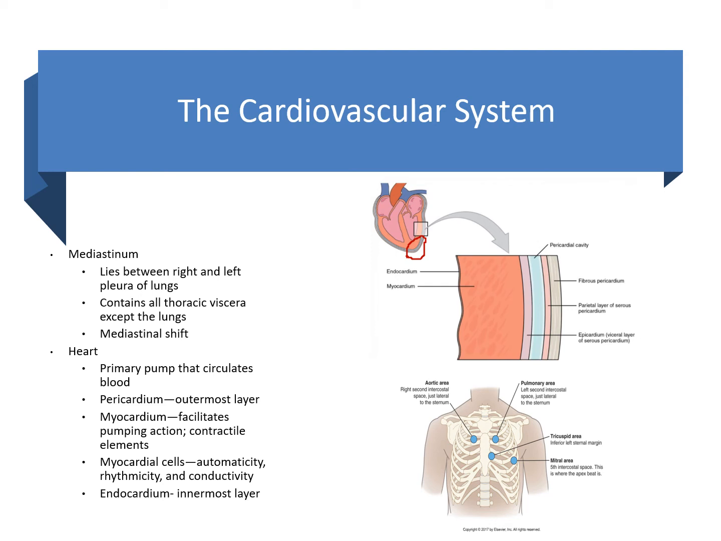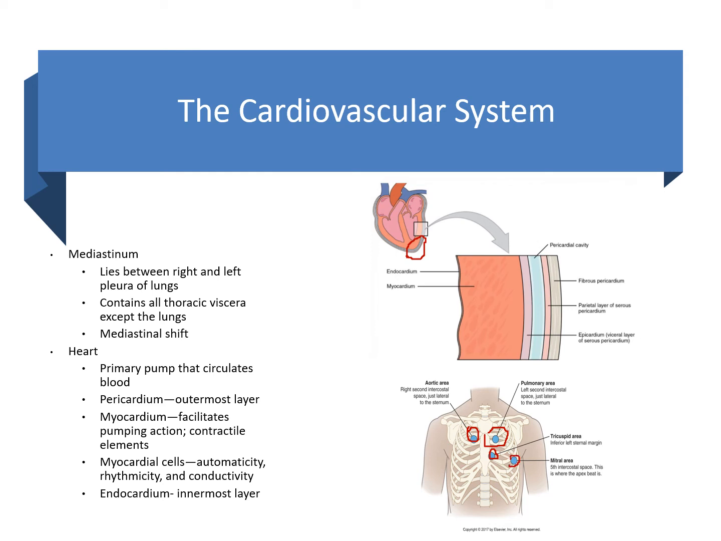Over the right second intercostal space, just lateral to the sternum, we have the area where you can auscultate the aortic impulses. Then we have the pulmonary area. So this is the aortic area just circled. The pulmonary area is located at the left second intercostal space, just lateral to the sternum. The tricuspid area is just inferior to and left of the sternal margin. And then the mitral area is located in the fifth intercostal space.